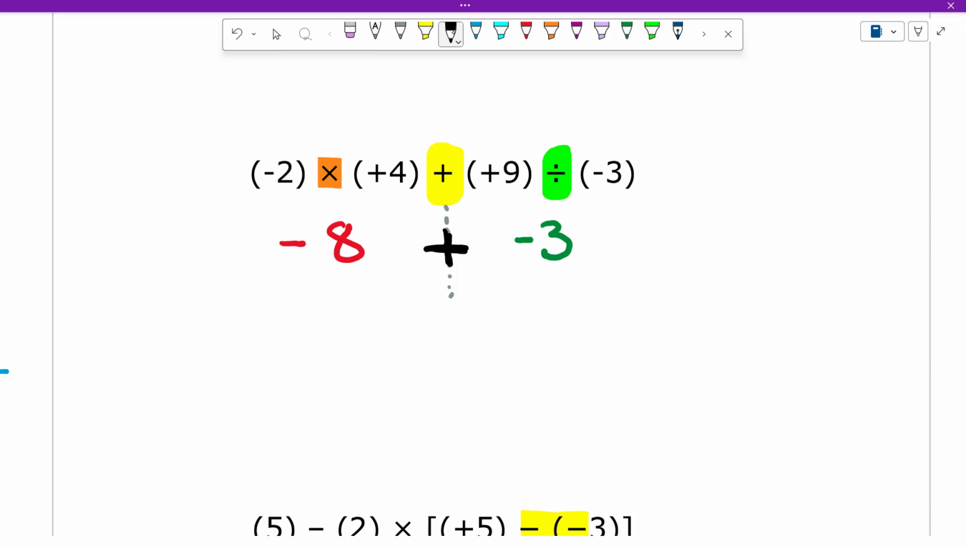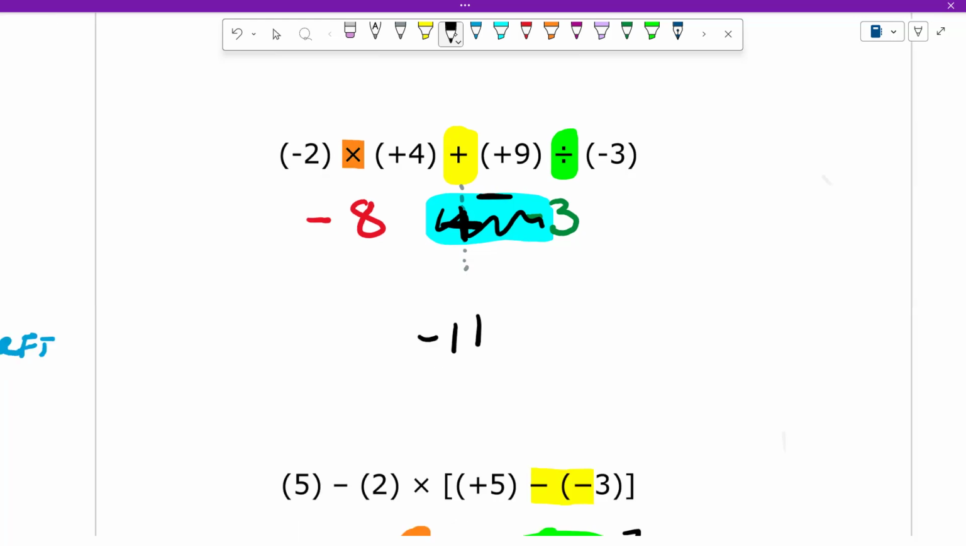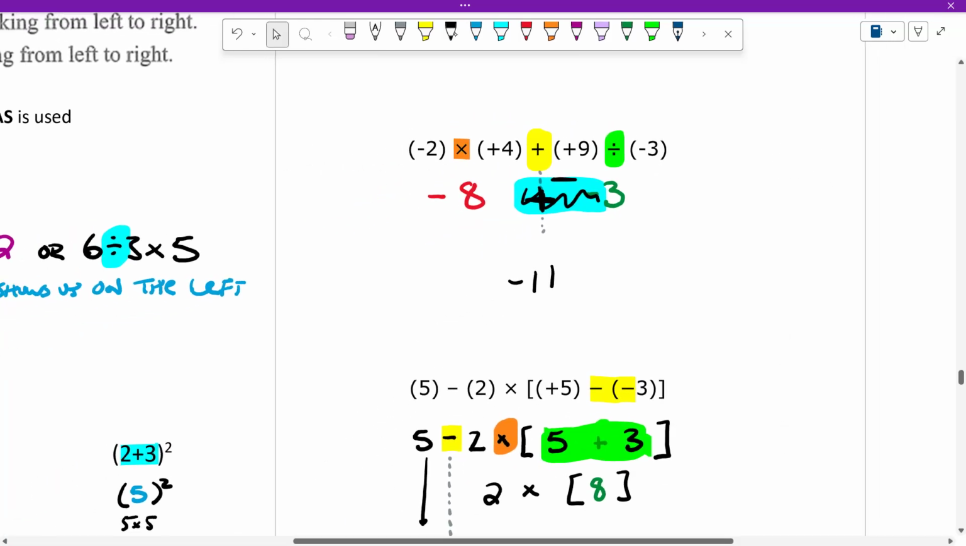Now, there's a double sign here. We have a plus and a minus right here. So what does that combine to make? Lucas? Minus. So it becomes -8 minus 3. What number do we end up there? Marcus? -11.